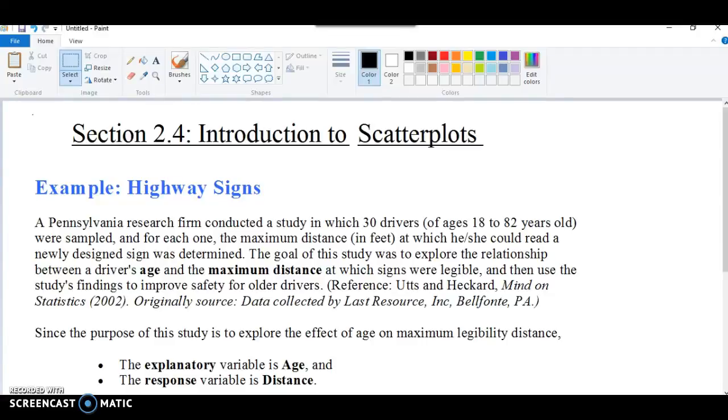Hello, this is an introduction to scatterplots from section 2.4 of the textbook.